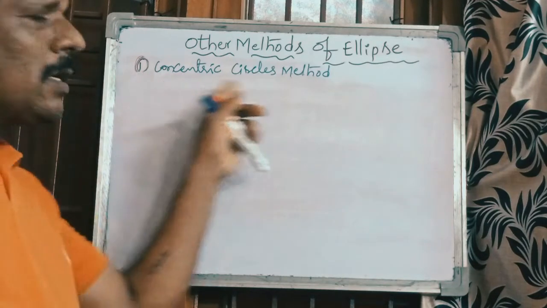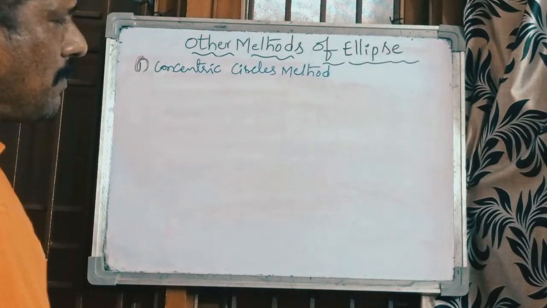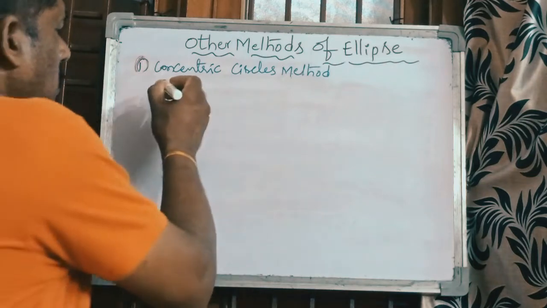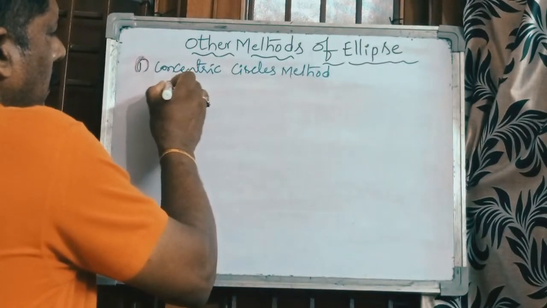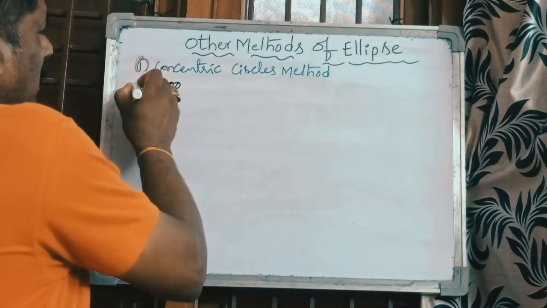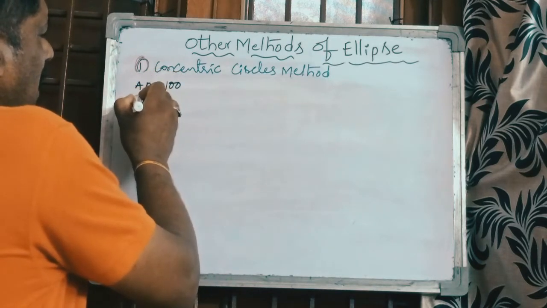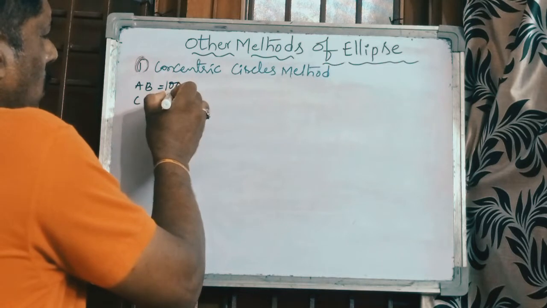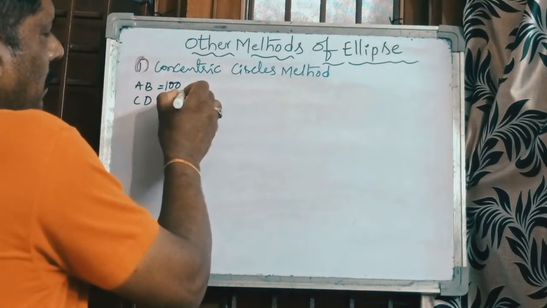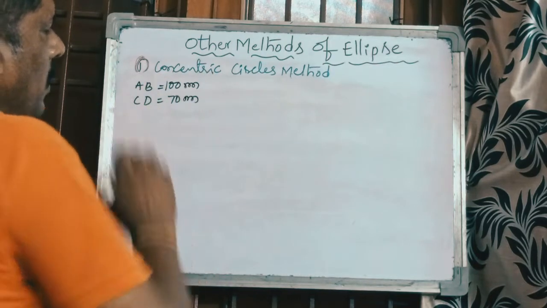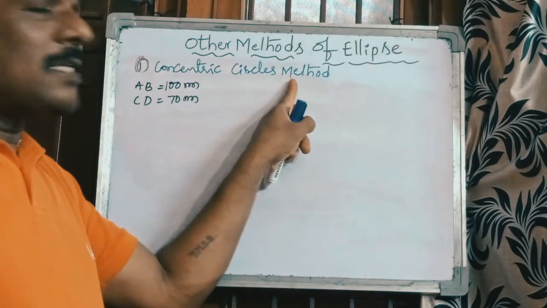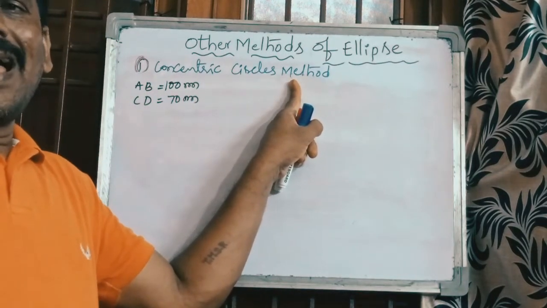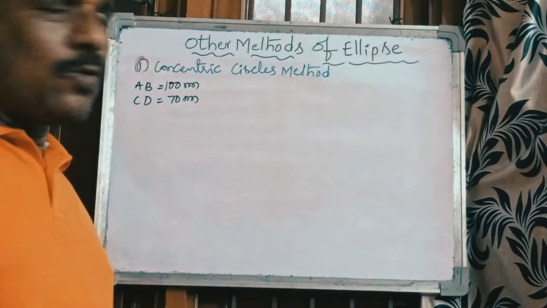In this concentric circles method, the major and minor axes are given. Assume the major axis AB is equal to 100 mm, and the minor axis CD is equal to 70 mm. The major and minor axes are given, and by using this concentric circles method, draw an ellipse. That is the question.